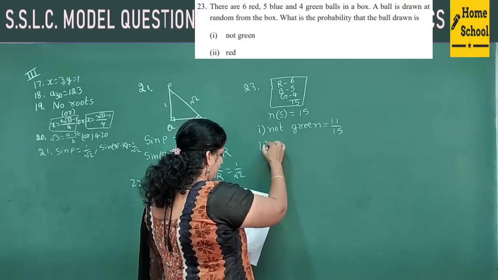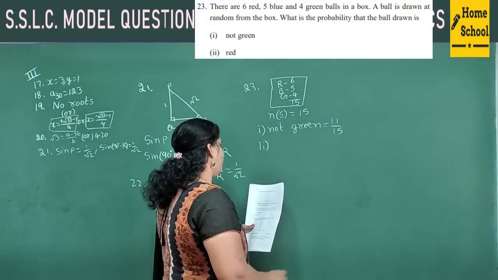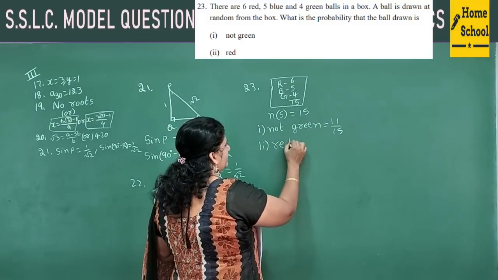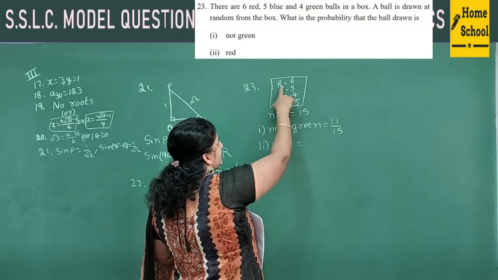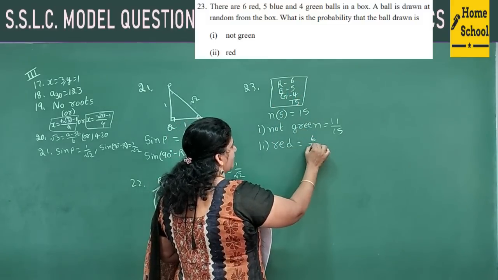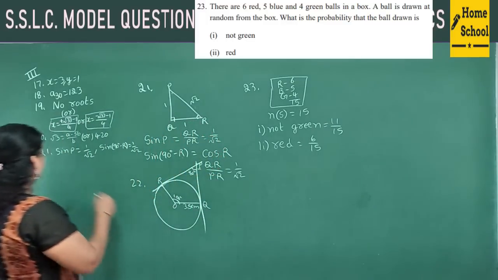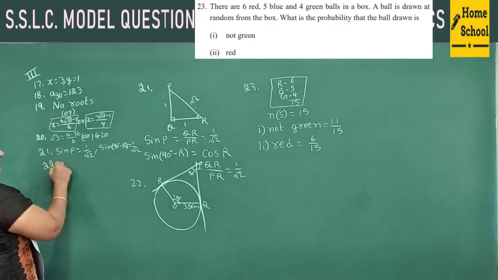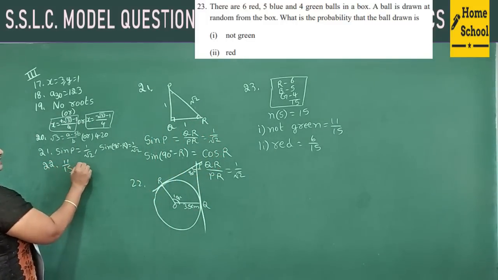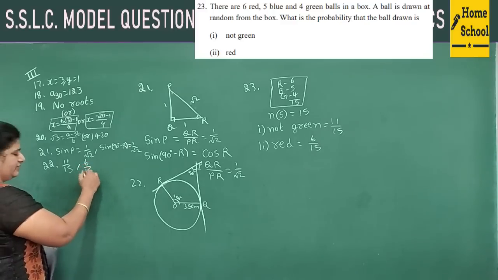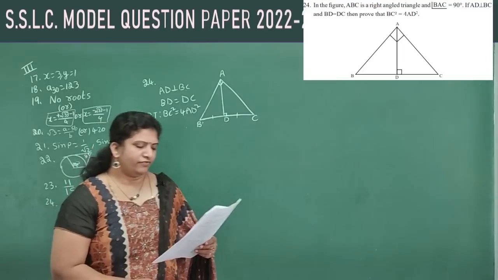Coming to the second one, what is the probability that the ball drawn is red color? Red color, how many balls are there? 6. 6 by total sample space 15. So your probabilities are 11 by 15 and 6 by 15. Coming to your next problem, 24th problem.